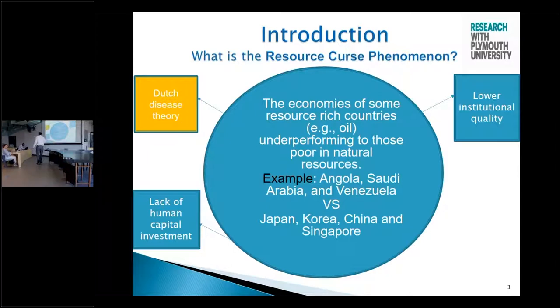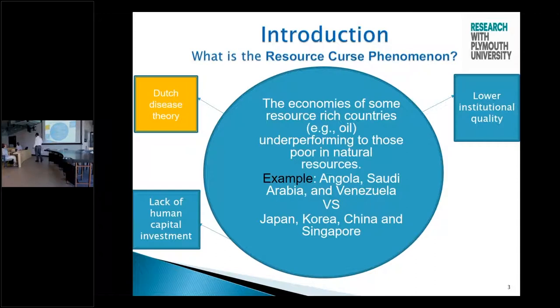The second reason is lack of human capital investment. Some countries rich in natural resources or oil are confident or optimistic that the oil sector is more important than human capital investment, such as the education or health sector. That's the reason why they ignore spending on human capital, mainly education and health, which is very important for economic growth.